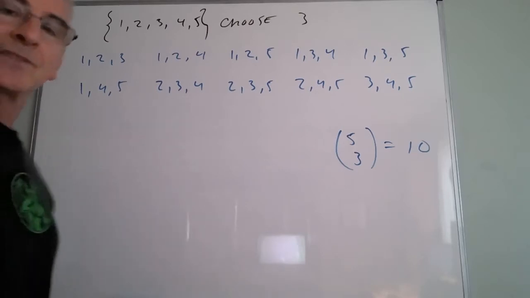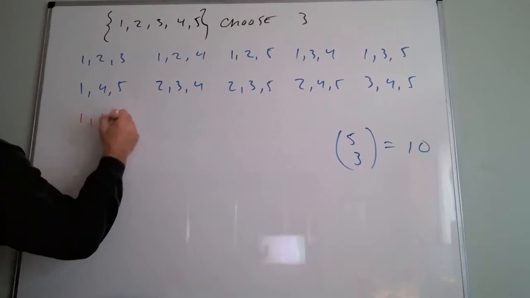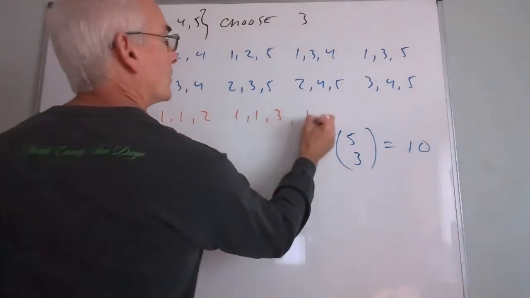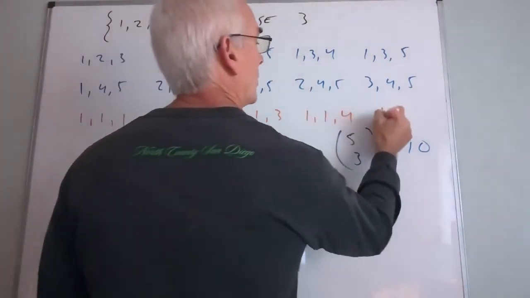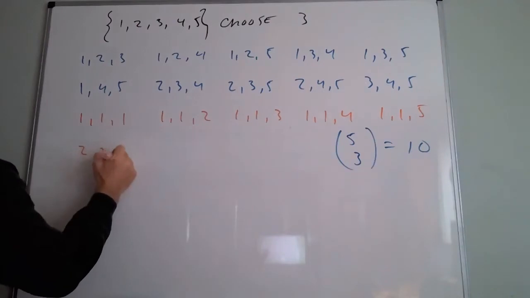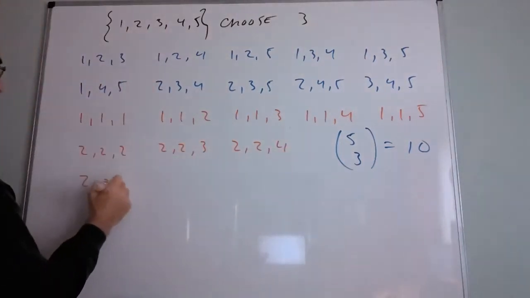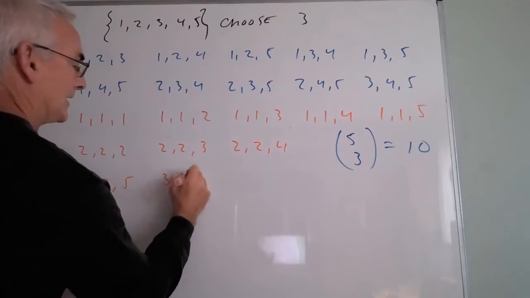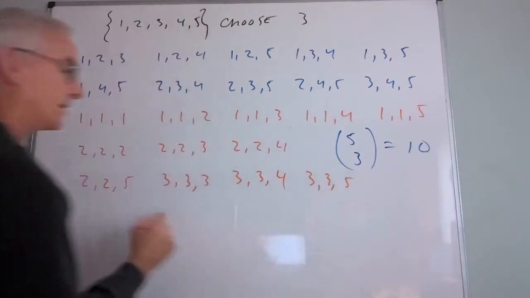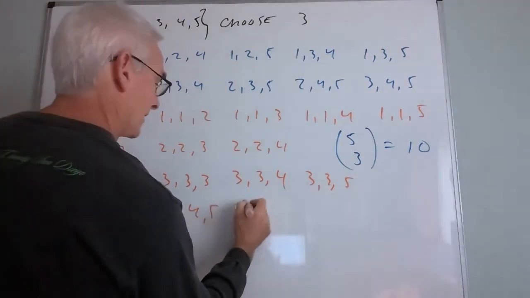Now, if I allow for repeats, this is going to be a little bit tricky. So repeats would be what? 1, 1, 1, 1, 1, 2, 1, 1, 3, 1, 1, 4, 1, 1, 5. 2, 2, 2, 2, 2, 3, 2, 2, 4, 2, 2, 5. 3, 3, 3, 3, 3, 4, 3, 3, 5, 4, 4, 4, 4, 4, 5, and finally, I think, 5, 5, 5.